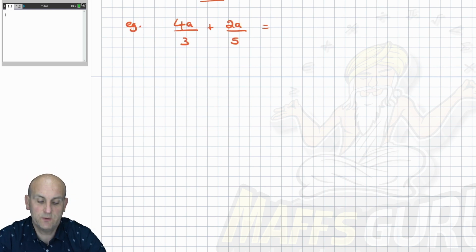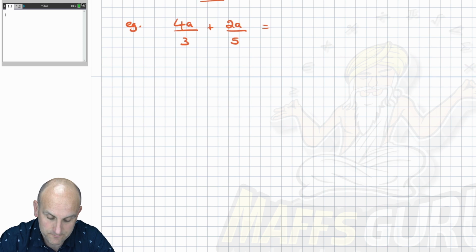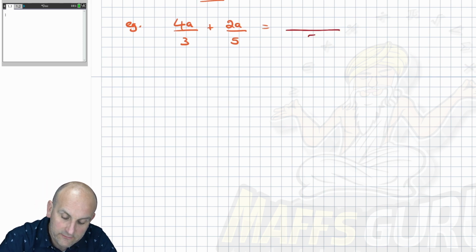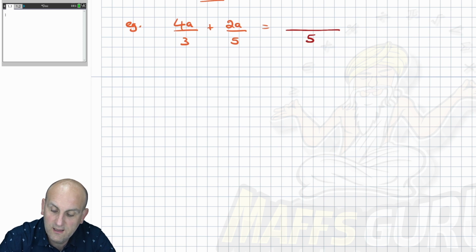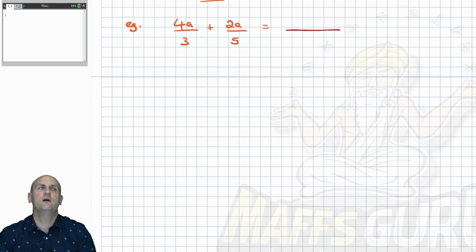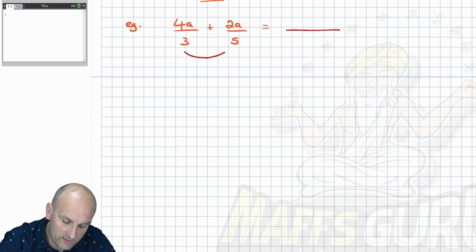All right, so looking at this one here, are the bottoms the same? No. Okay, so we've got to do something. Now, there's no point here in turning them both to 5s. Why? Because there is not an easy way to turn 3 into 5. So that's no use to me. So again, if you remember what we did before, we would need to look now at finding the lowest common multiple, highest common factor, whatever. Right? What number do 3 and 5 go into?